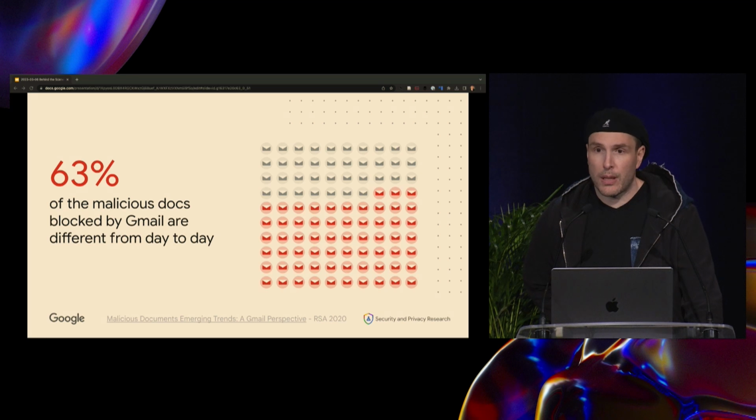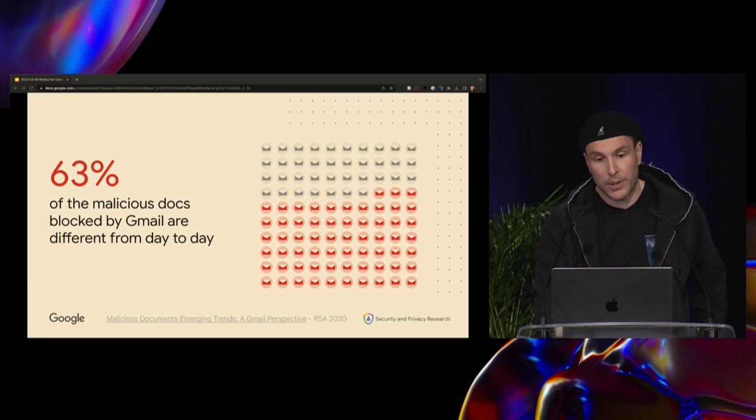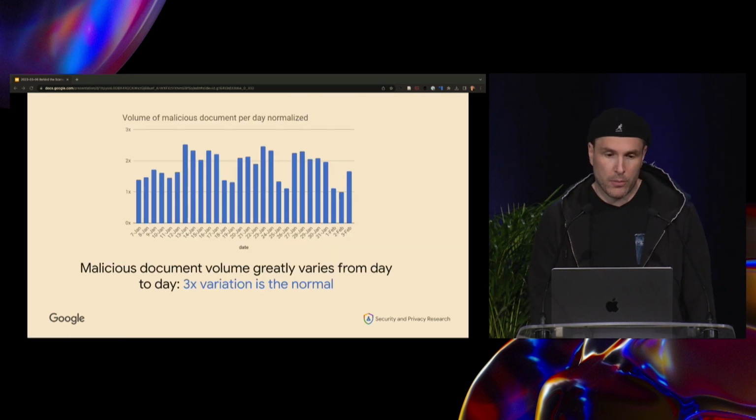We have 63% of the malicious docs blocked by Gmail that are different from day to day. That means that they do not belong to different families of attacks, but they are different enough to not be considered similar. And this creates an instability, which becomes problematic, because we're used to having a stable set of representative documents, which is totally impossible for us because it does change from day to day.